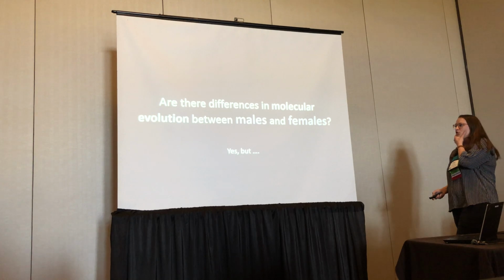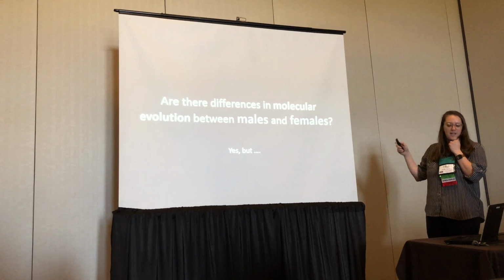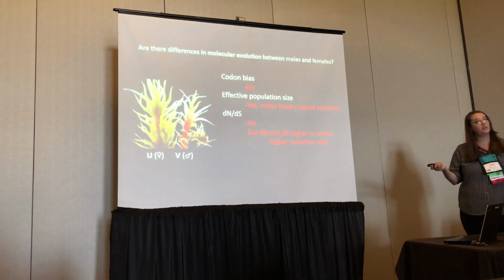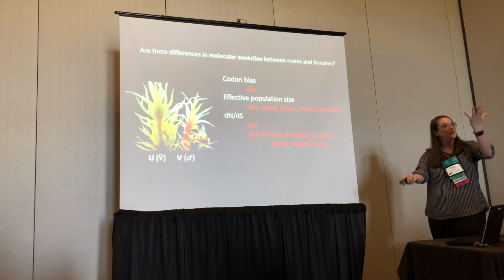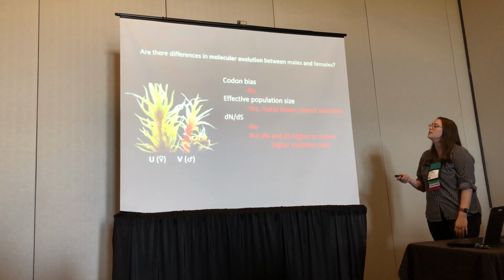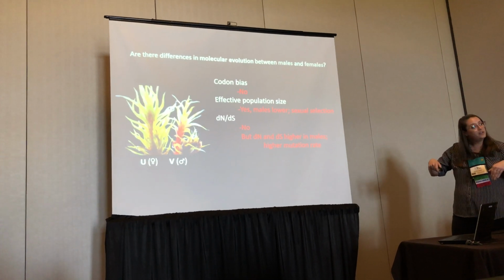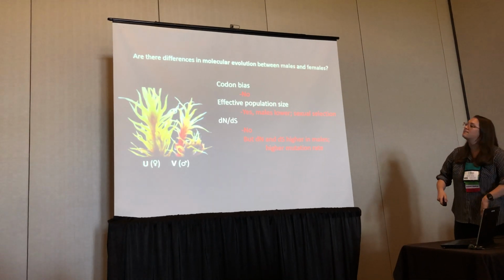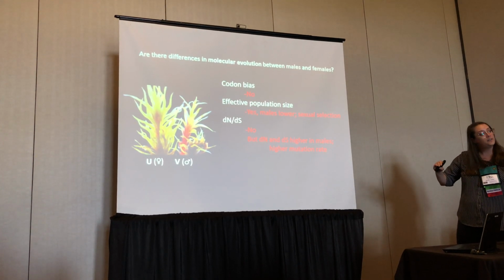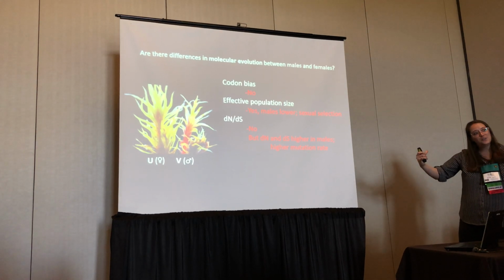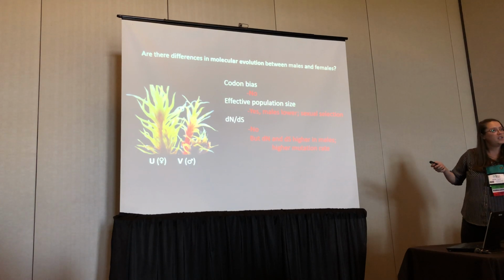Okay, so are there differences in molecular evolution between males and females? Yes, but it depends on which metric you look at. So in terms of codon bias, no. So purifying selection seems to be acting equivalently on these haploid sex chromosomes. If you look at effective population size, yes, the males are lower, which is likely due to sexual selection. If we look at protein evolution or dN/dS, no, there isn't a significant difference between the sexes, but if you tease those apart, interestingly, there is a difference, which is likely due to a higher mutation rate in males.